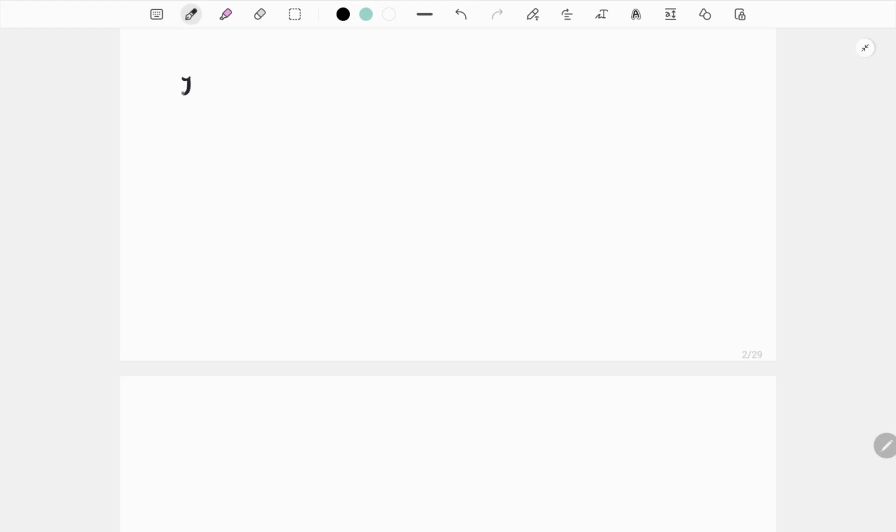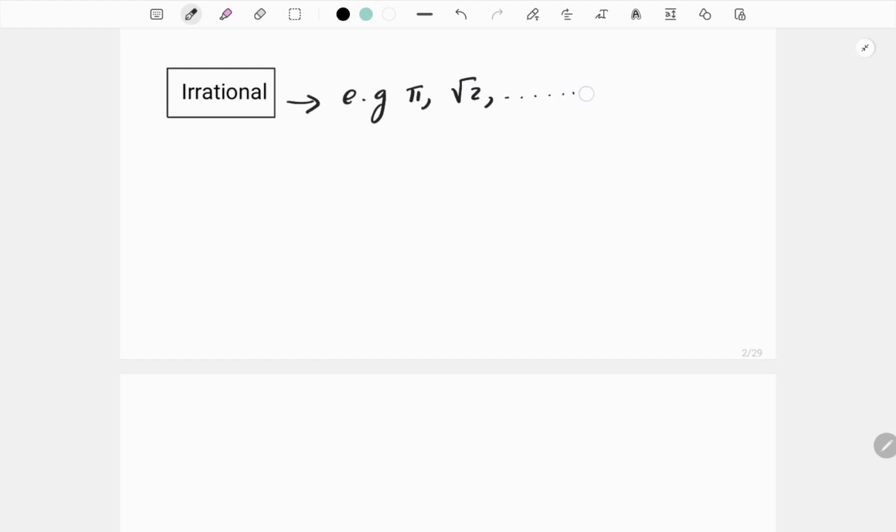The next one is the irrational number. It is a number that cannot be expressed as a ratio of integers, or a decimal number that is non-terminating and non-repeating. For example, pi, then root 2, and so on. But all these numbers can also be spotted on the number line. Hence, irrational numbers are also real numbers.